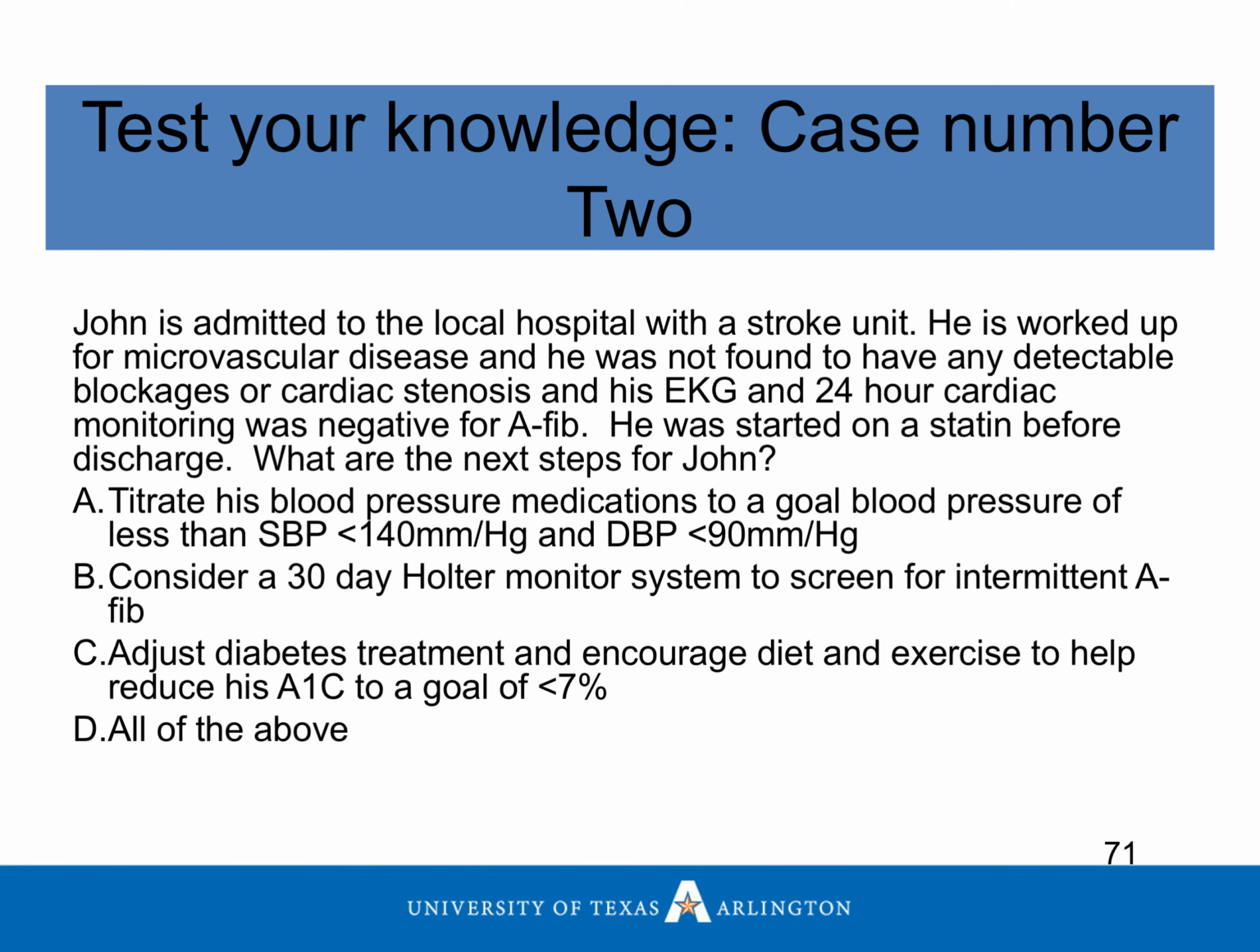A, titrate his blood pressure medication to a goal blood pressure of less than systolic blood pressure of 140 and diastolic 90. B, consider a 30-day Holter monitor system to screen for intermittent AFib. C, adjust diabetes treatment and encourage diet and exercise to help reduce his A1C to a goal of less than 7. Or D, all of the above. I'll give you a few minutes.